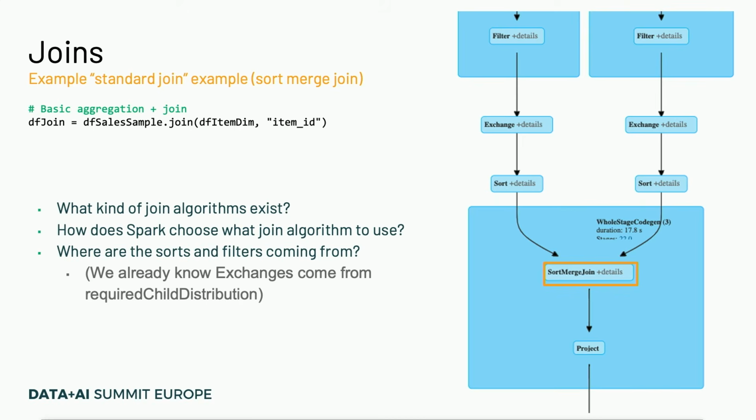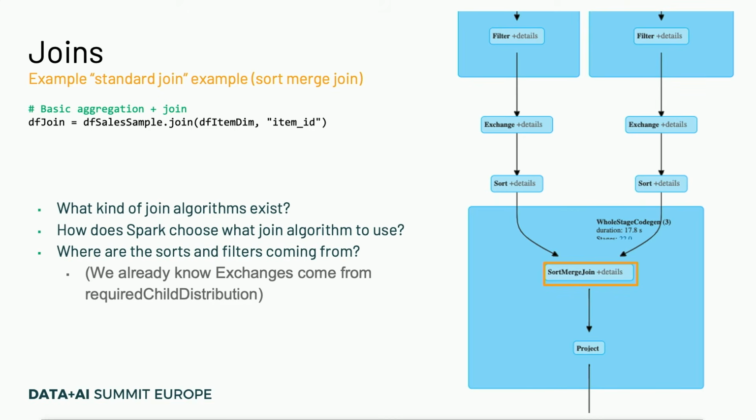On the basis of what kind of rules does Spark, for example, choose a broadcast hash join, broadcast nested loop join, or sort merge join? And also, lastly, as I already said, where are, for example, the sorts and the filters coming from? Stefan already explained a bit about the child distribution. So this kind of means that we can already guess that the sort merge join operator probably has these child distribution requirements, which leads to these two shuffle exchanges.